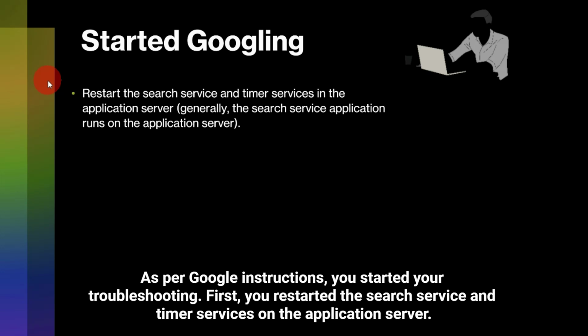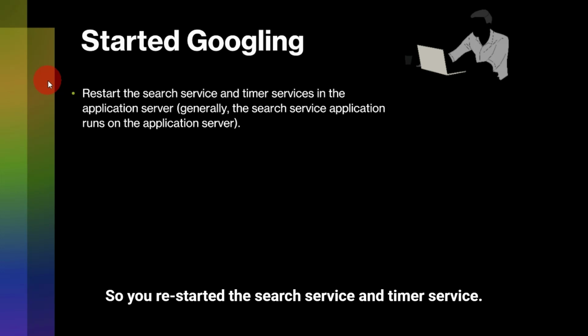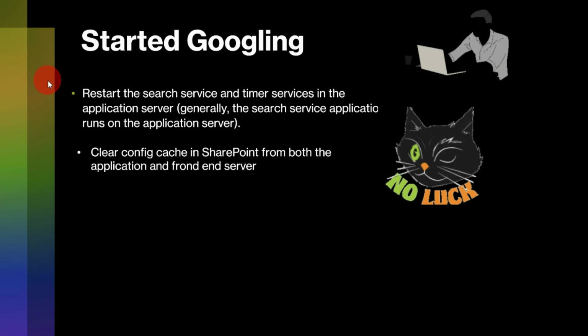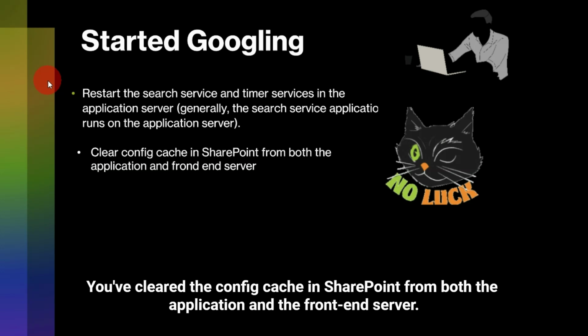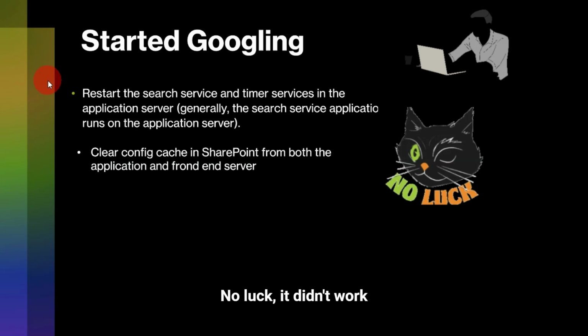First, you restarted the search service and timer services on the application server. The search service application runs on the application server, so you restarted the search service and timer service. No luck, it didn't work. You cleared the config cache in SharePoint from both the application and the front-end server. No luck, it didn't work. Then you performed an IIS reset. This also didn't work. No luck.